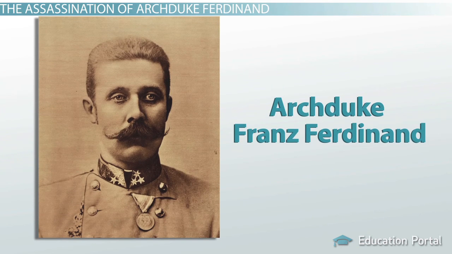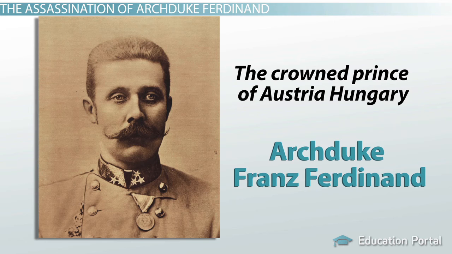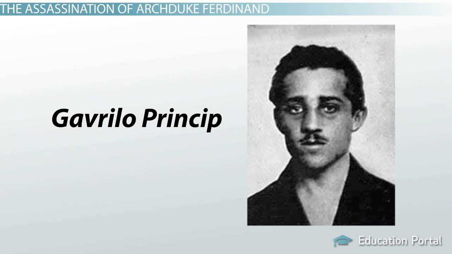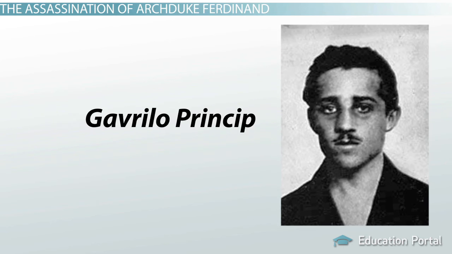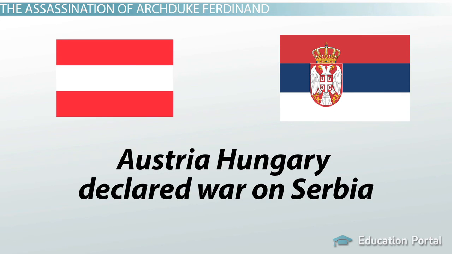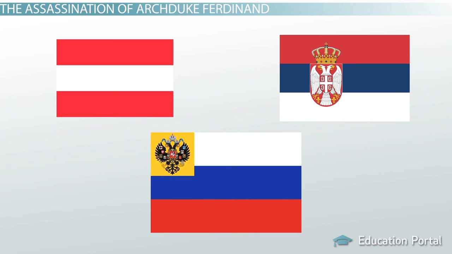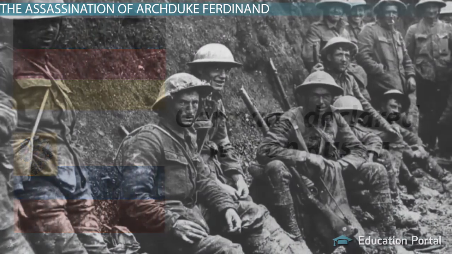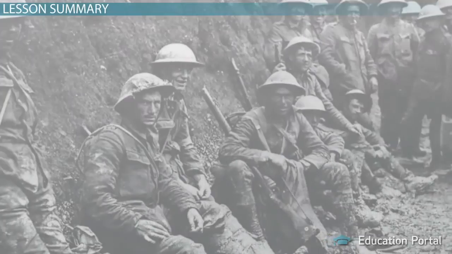The assassination of Archduke Franz Ferdinand is what really set off the war. The Archduke was the crowned prince of Austria-Hungary, and he and his wife were shot by a Serbian nationalist named Gavrilo Princip. In response, Austria-Hungary declared war on Serbia. This caused Serbia's ally, Russia, to ready for a fight. In response to this, Germany declared war on Russia. By the time all of the dominoes fell, World War I was in full swing.